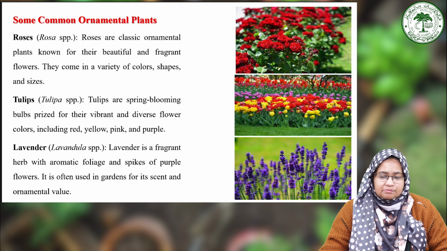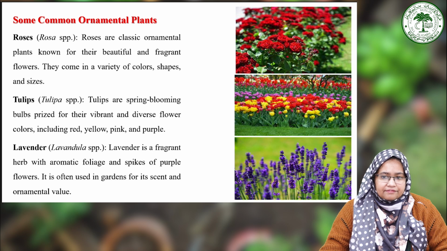Tulips are spring blooming bulbs admired for their vibrant and varied flower colors, including shades of red, yellow, pink, and purple, as we can see in this image. They bring a burst of colors and beauty to gardens and flower beds during the spring season.